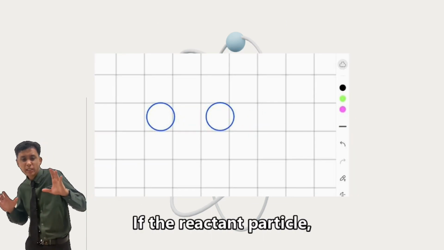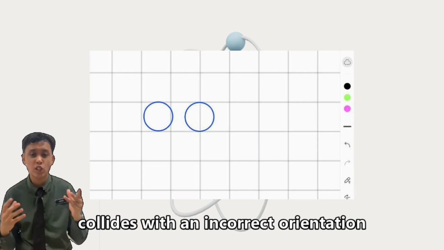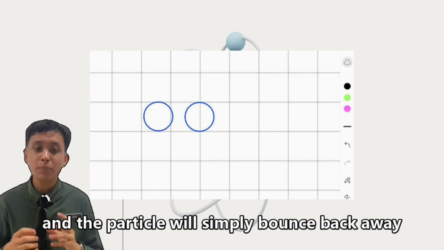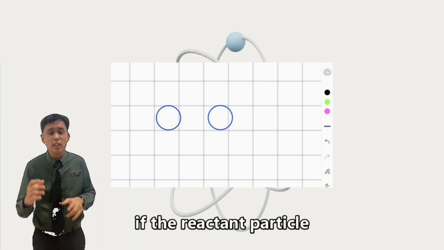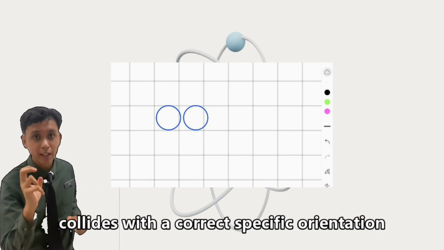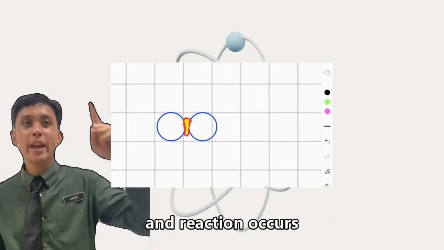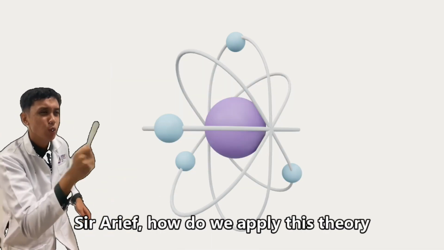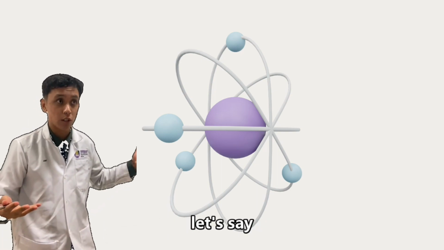If the reactant particles collide with an incorrect orientation, no reaction will occur and the particles will simply bounce back away. Boom! In contrast, if the reactant particles collide with the correct specific orientation, new products will be formed and a reaction occurs. So Arif, how do we apply this theory in rate of reaction, let's say?